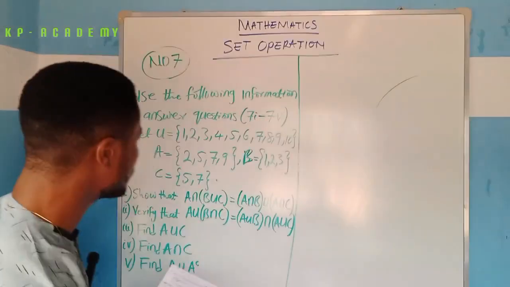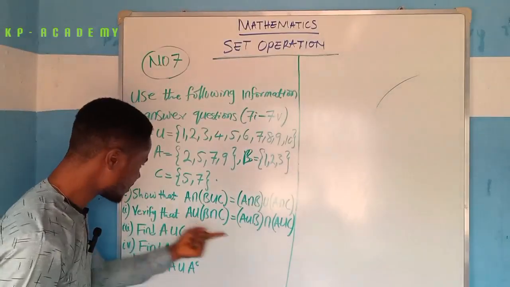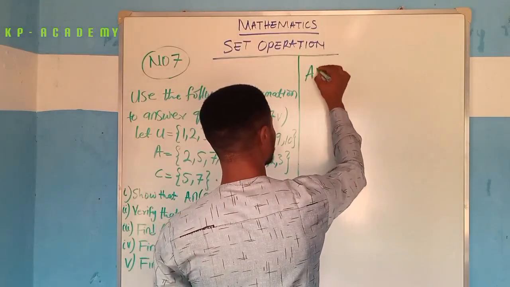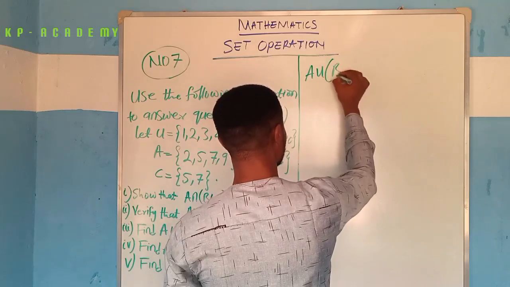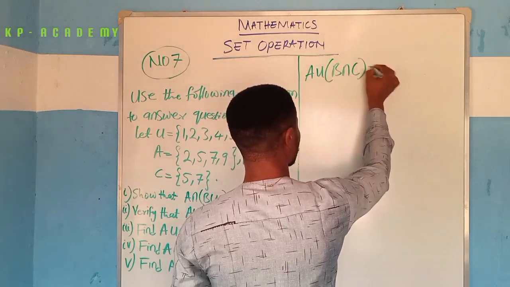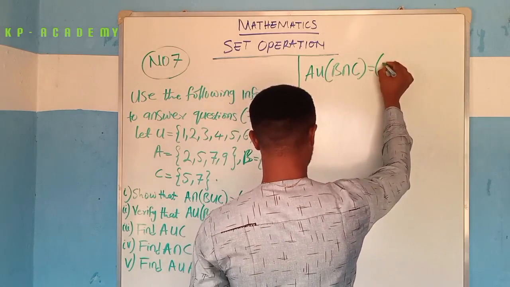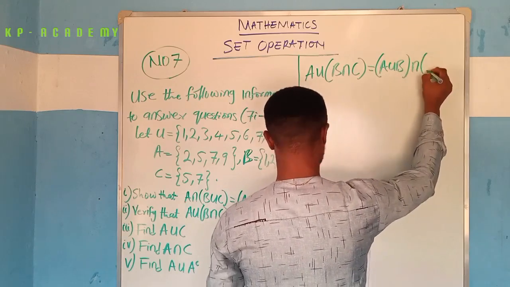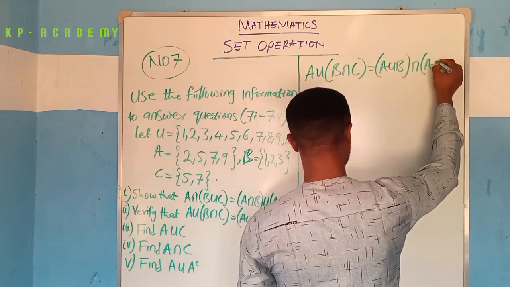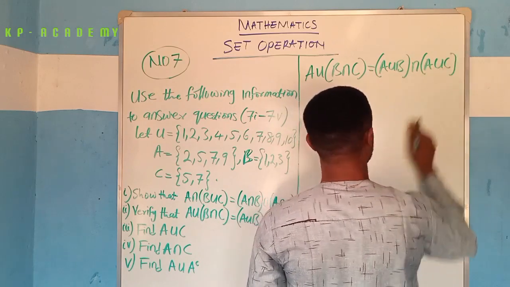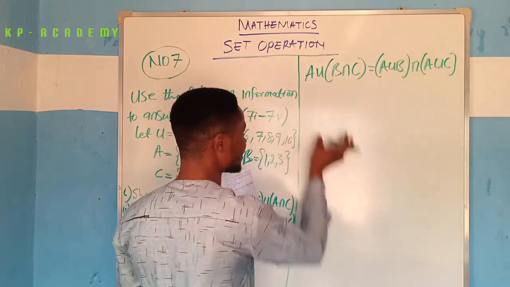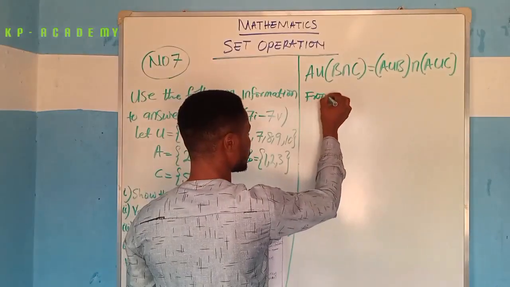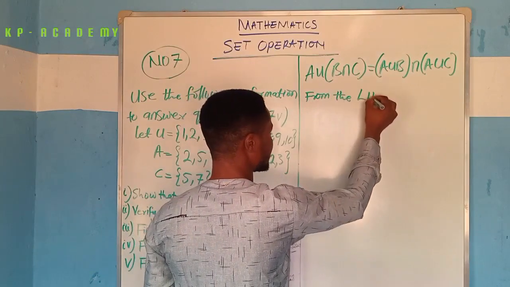Now, for the second part of the question, we're asked to verify that A union into B intersection C is equal to A union B intersection A union C. We are asked to prove or verify that this is equal to this. Again, like we always do, from the left hand side.